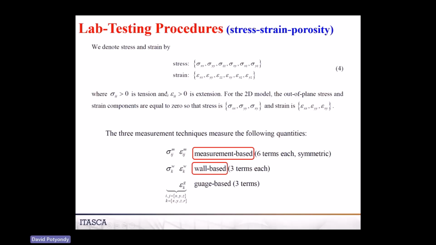For stress and strain, we use continuum mechanics convention. Tension is positive, extension is positive. We're getting these measurement-based quantities from the measurement circles, or we're getting the wall-based. Notice if we use walls, we can only get the direct stresses, sigma x, sigma y, sigma xy. We can't get shear stresses from walls. But from the measurement sphere, we can get shear stresses. So there are 6 terms of these. The measurement spheres, remember, do not guarantee a symmetric tensor. We're going to take the average, and so these stresses and strains will be symmetric.